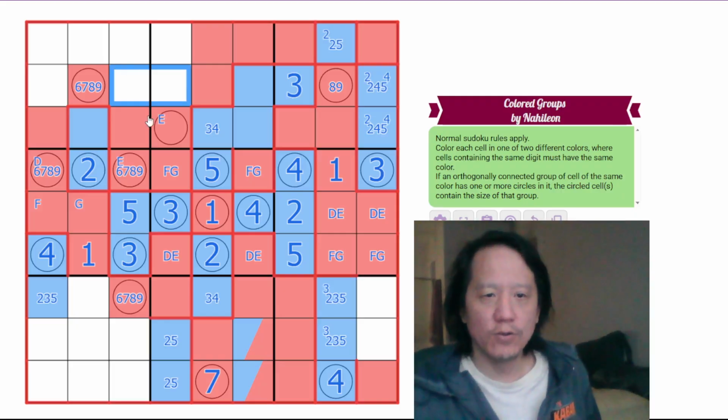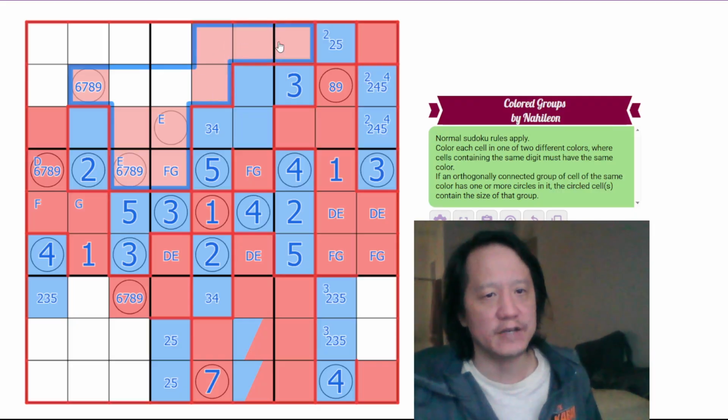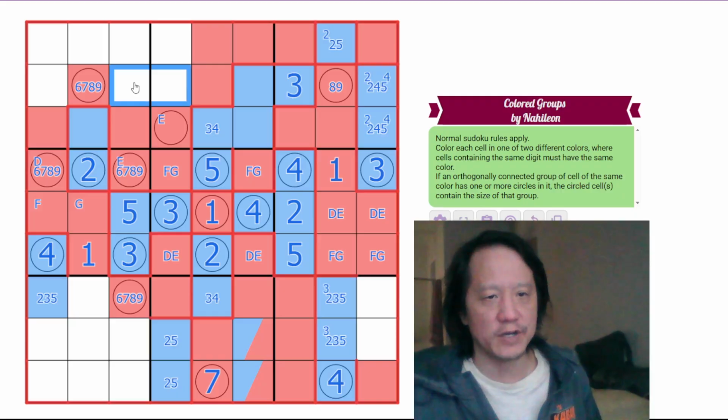Okay. What happens if all of this is double red? We have 1, 2, 3, 4, 5, 6, 7, 8, 9, 10, 11 digits. So it cannot be both reds here. Therefore, one of these is blue and one of these is red, which means we have 4 blues in row 2, so this can't be blue, this is red.